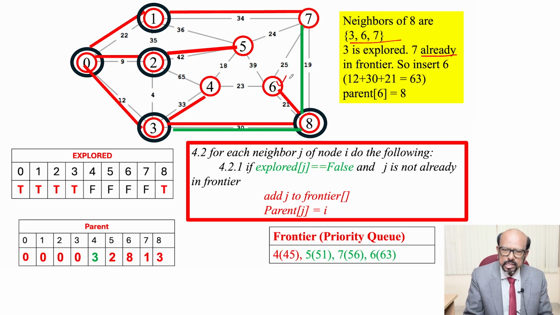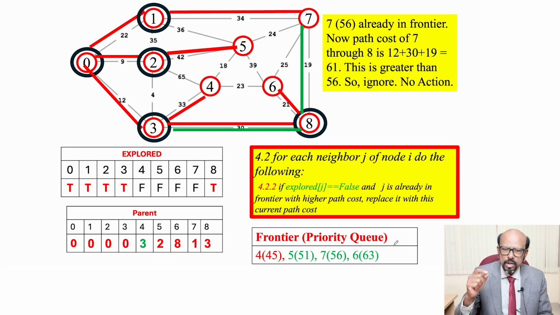If you want to insert 6, what is the path cost of 6? 12 plus 30 is 42, plus 21. So 63. With 63, we are inserting the node 6. So that's all about 4.2.1. Now let us go to 4.2.2.